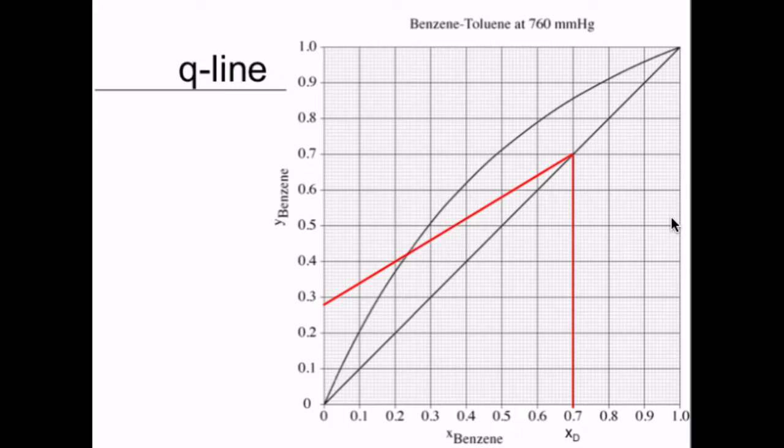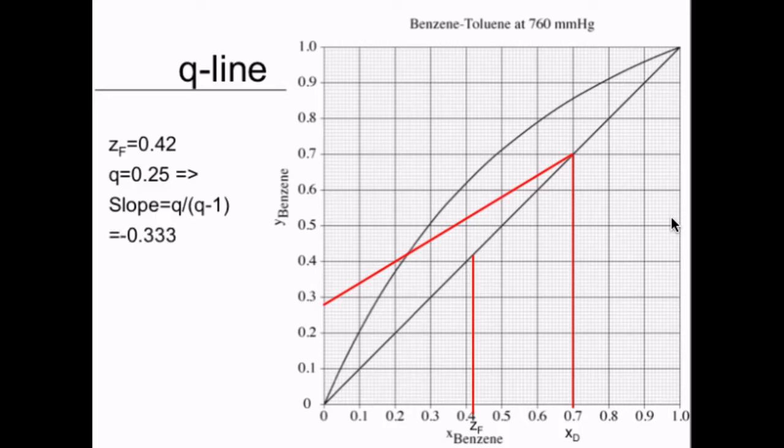Next is the Q line. We identify first zF for 0.42. We draw that line. And we can identify in the equation for the Q line that this line must cut through the diagonal at zF equals 0.42. Now we have q equals 0.25, which means that the slope of the Q line is q divided by q minus 1, which equals minus 0.33, and that's a line like that.